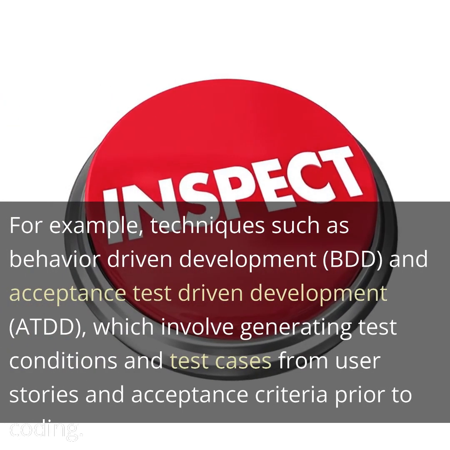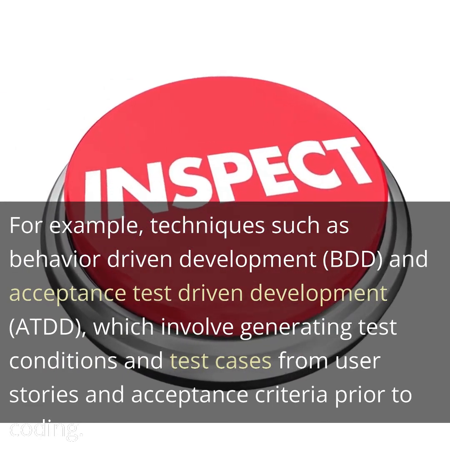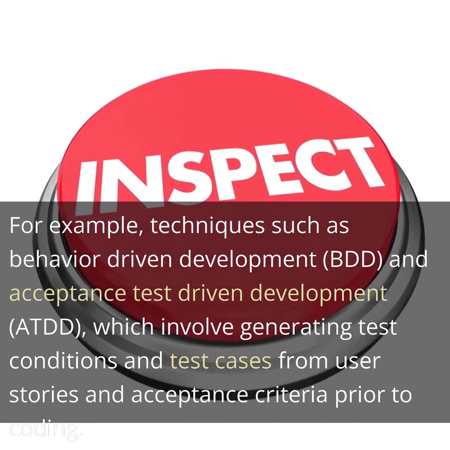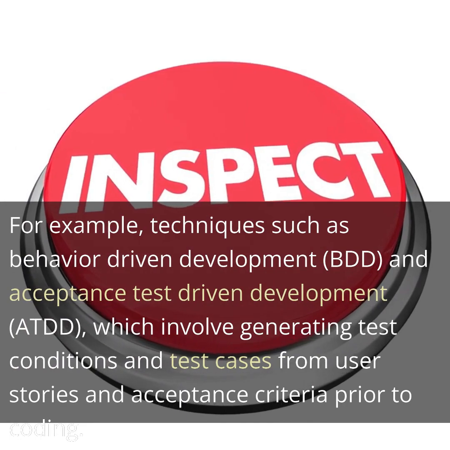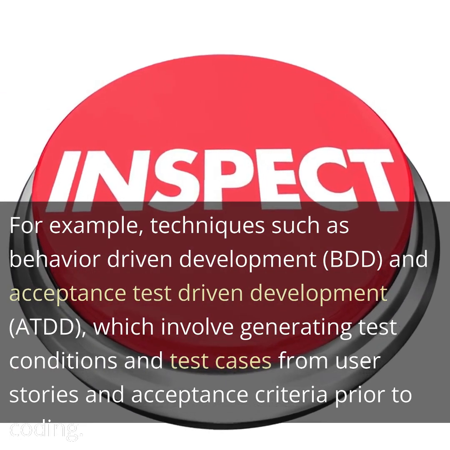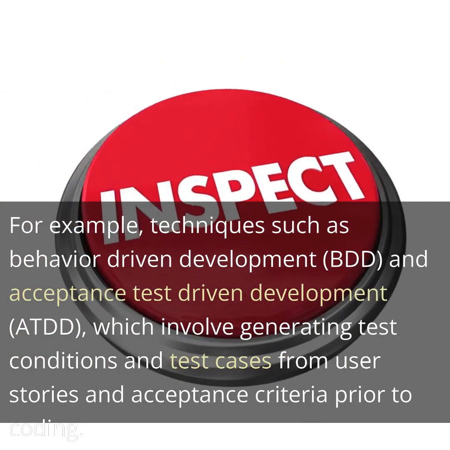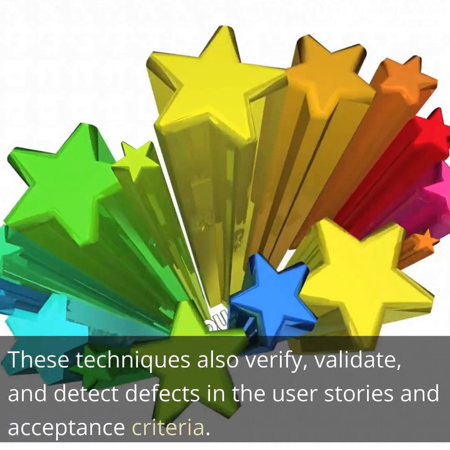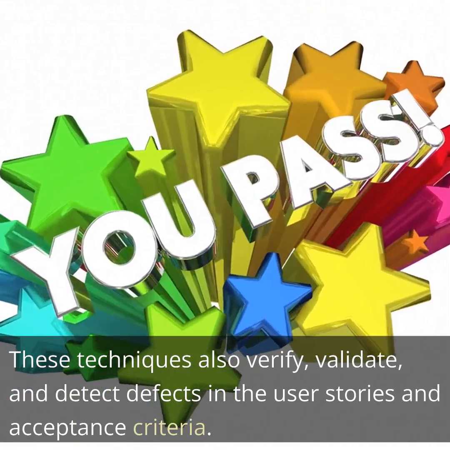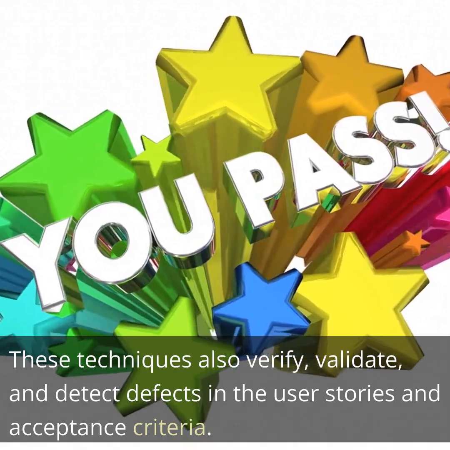For example, techniques such as behavior-driven development, BDD, and acceptance test-driven development, ATDD, which involve generating test conditions and test cases from user stories and acceptance criteria prior to coding. These techniques also verify, validate, and detect defects in the user stories and acceptance criteria.